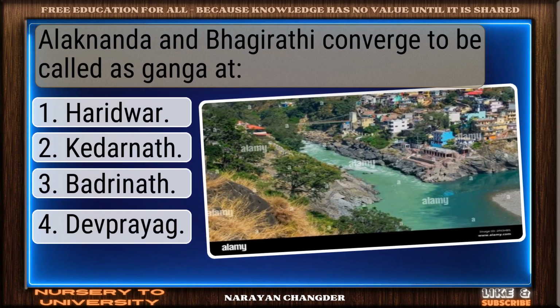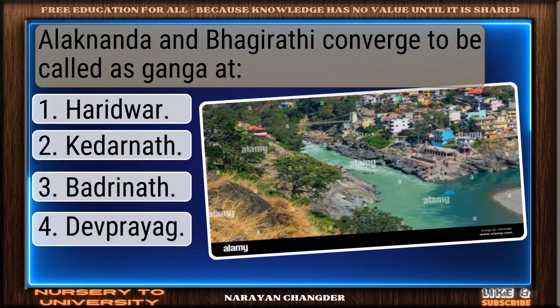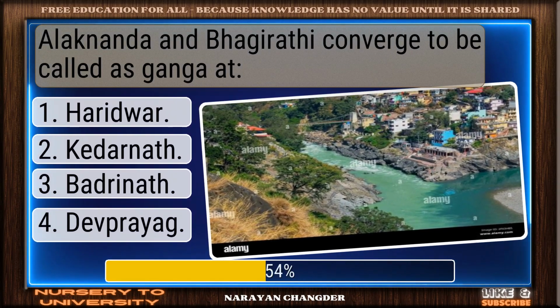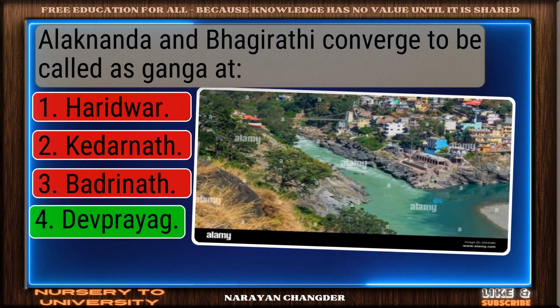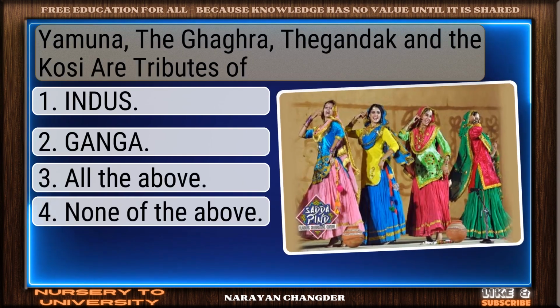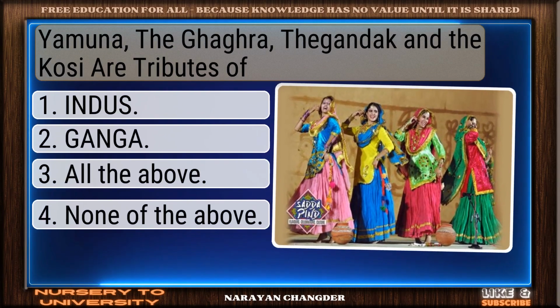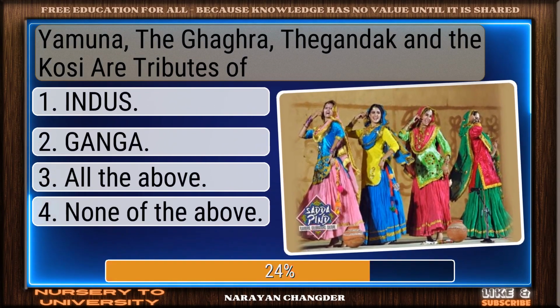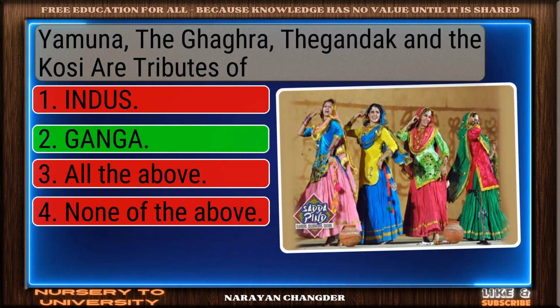Question number 89. Alaknanda and Bhagirathi converge to be called as Ganga at. Great job. Devprayag is the accurate answer. Question number 90. Yamuna, the Gagra, the Gandak, and the Kosi are tributaries of. Bravo, Ganga is the answer.